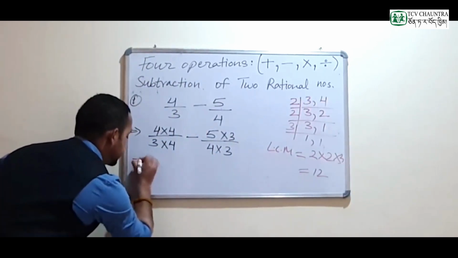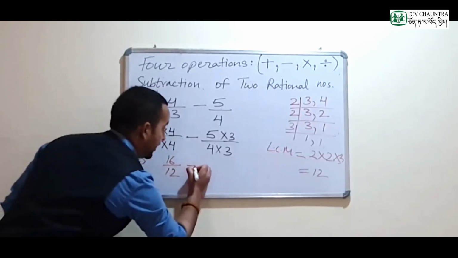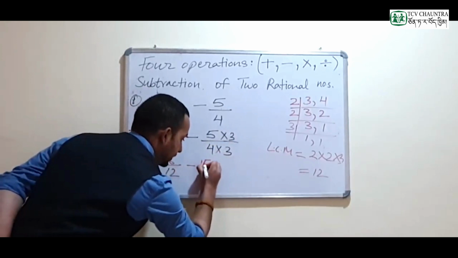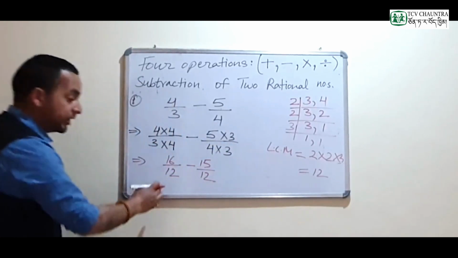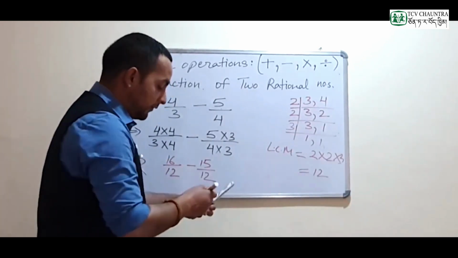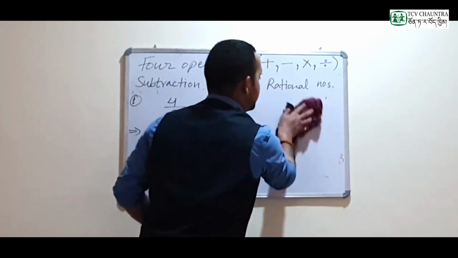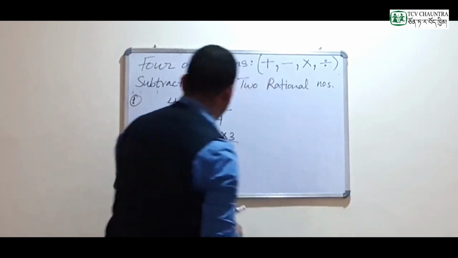So 4 4s are 16, 3 4s are 12. Minus 5 3s are 15, 4 3s are 12. Now see, our denominator is the same. Now our calculation is very easy. Now we will take 12 only once, because the 12 is common in both the rational numbers.